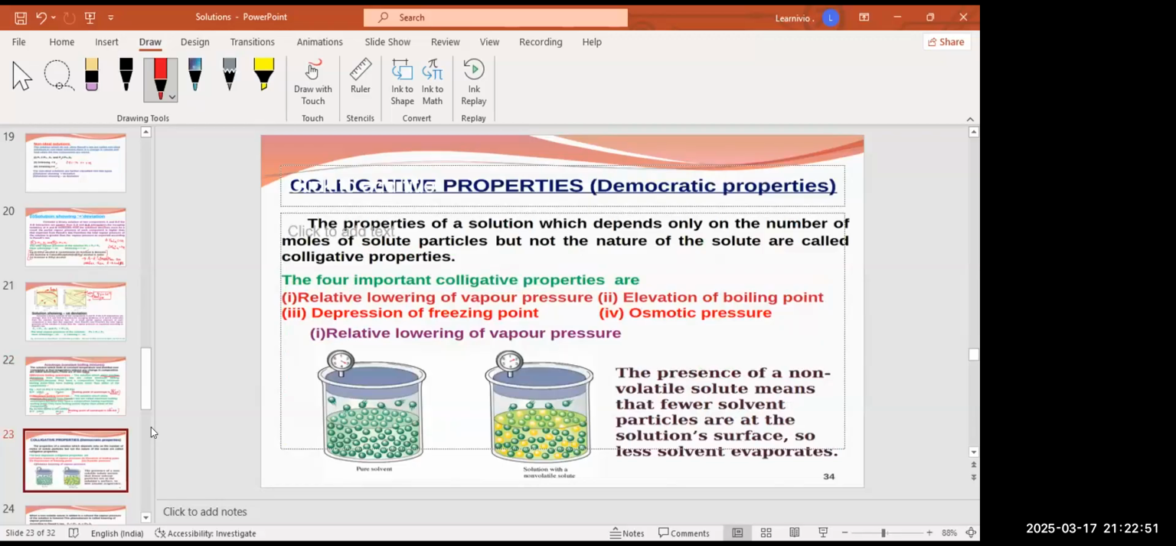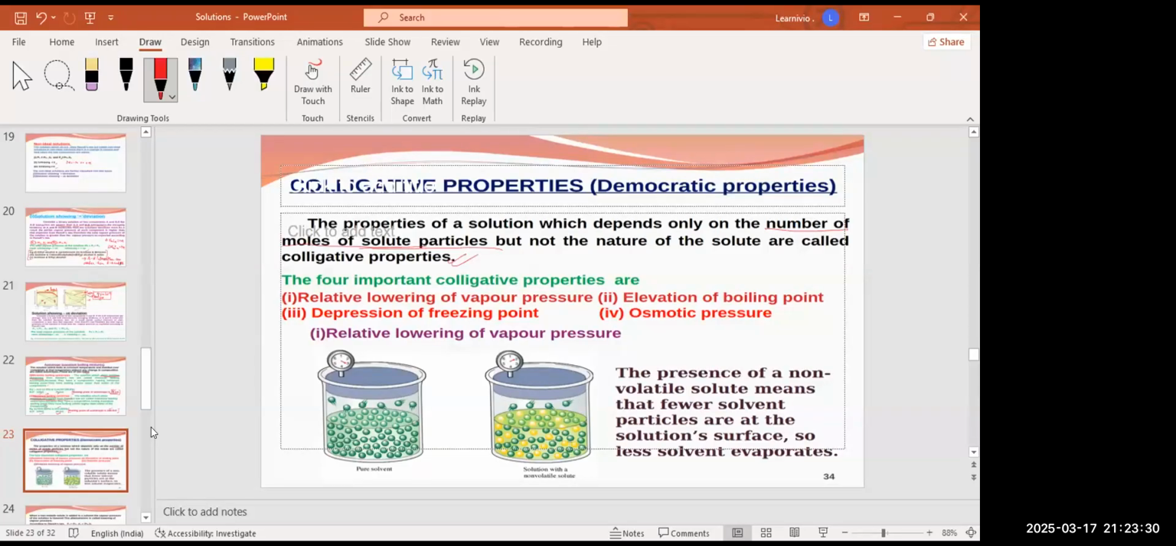Okay, next, which is very important, is colligative properties. Okay, colligative properties we will discuss. So what are colligative properties? They are the properties of a solution which depend only on the number of moles of solute particles, right? But not on the nature of solute. These are called colligative properties.